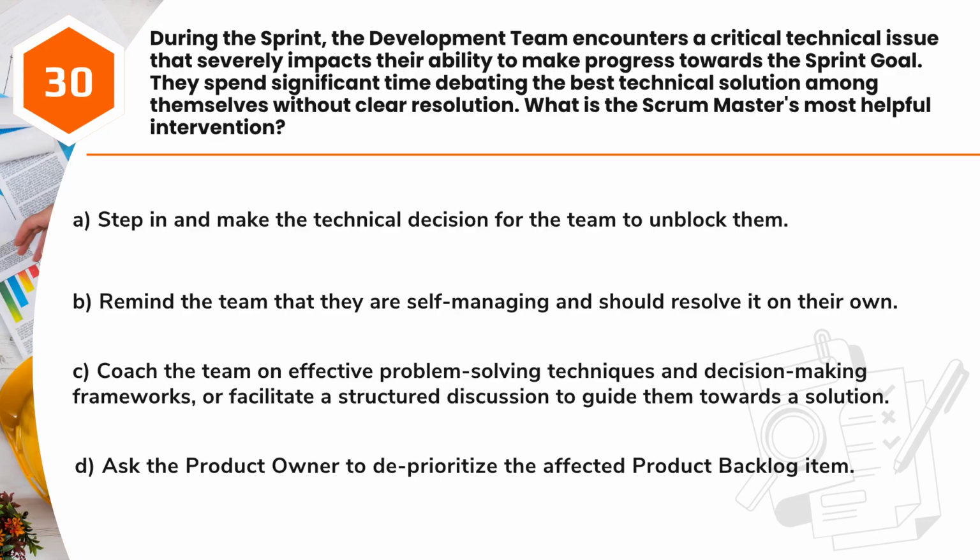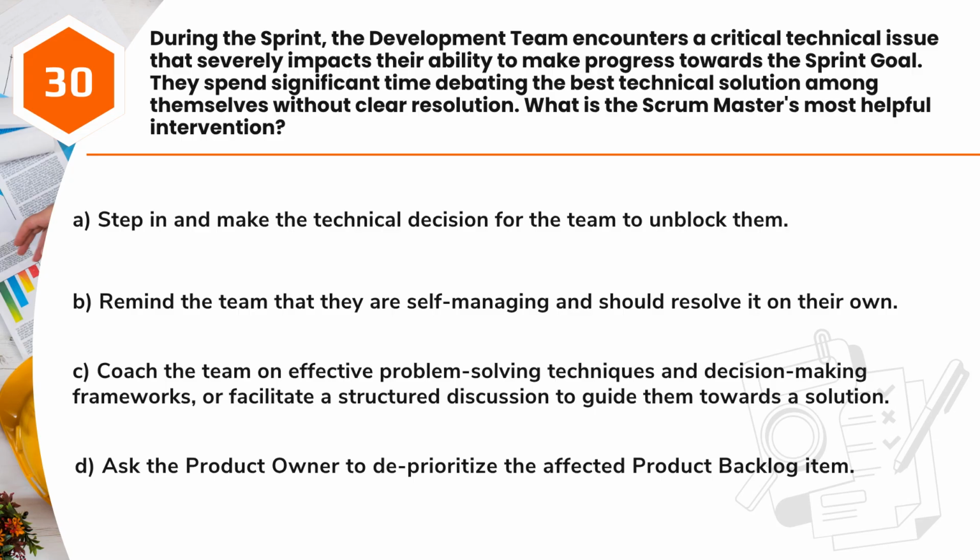Question 30. During the sprint, the development team encounters a critical technical issue that severely impacts their ability to make progress towards the sprint goal. They spend significant time debating the best technical solution among themselves without clear resolution. What is the Scrum Master's most helpful intervention?